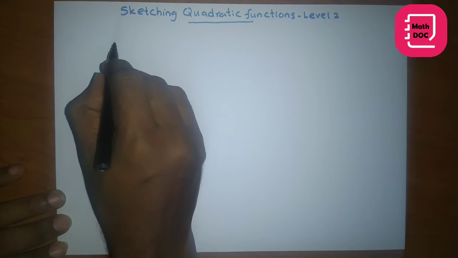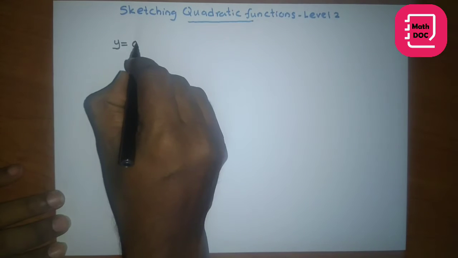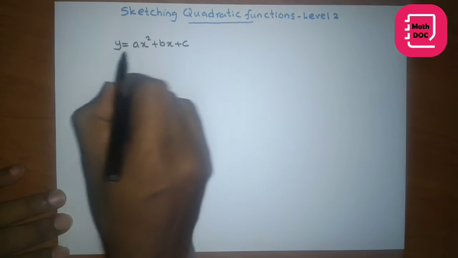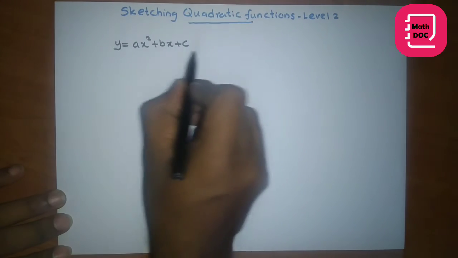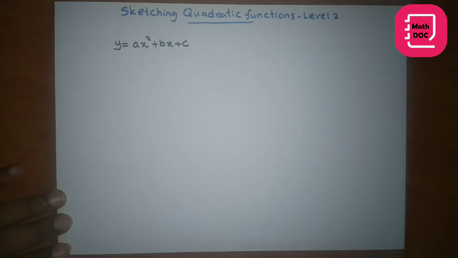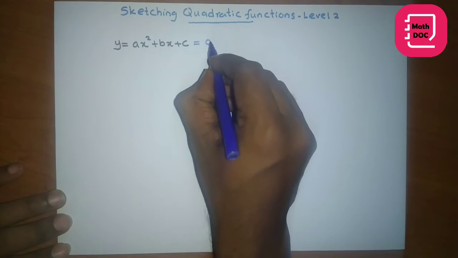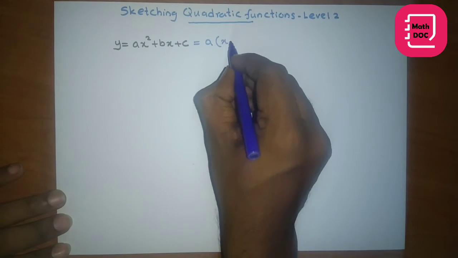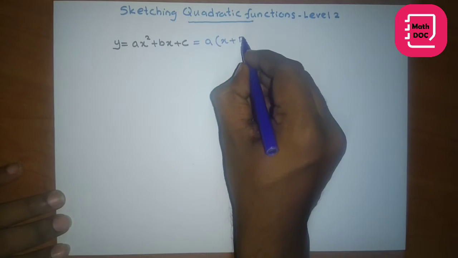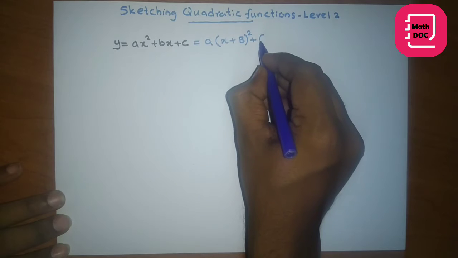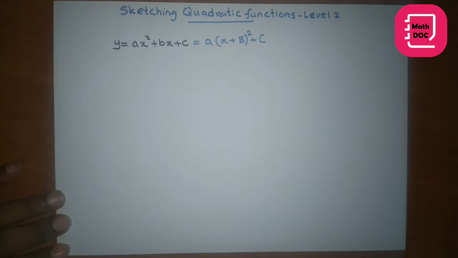See the function y equal to ax squared plus bx plus c. We call that the general form of a quadratic function. The same function we can express in the form a(x plus b) squared plus c by using the complete square method.